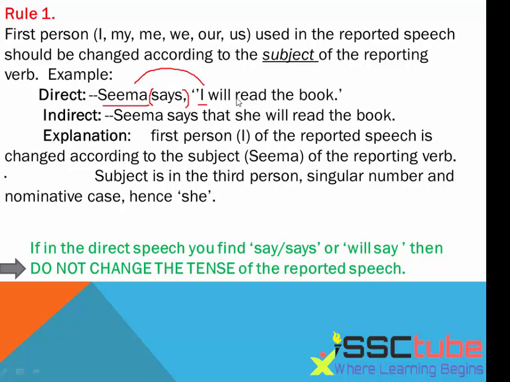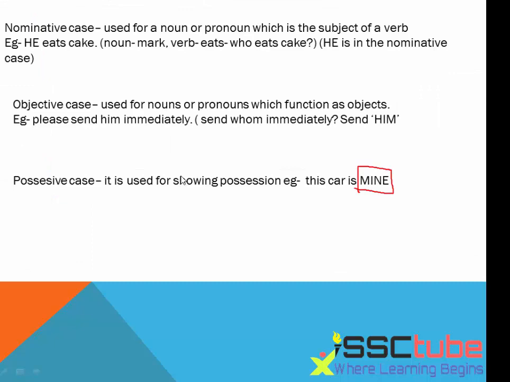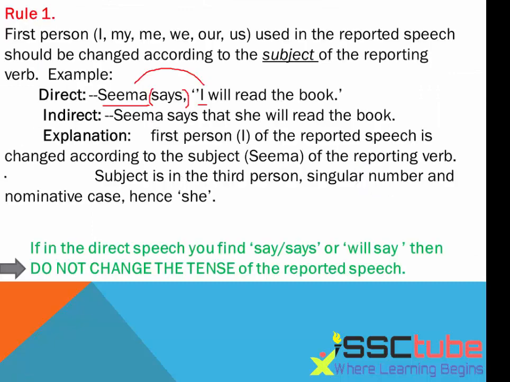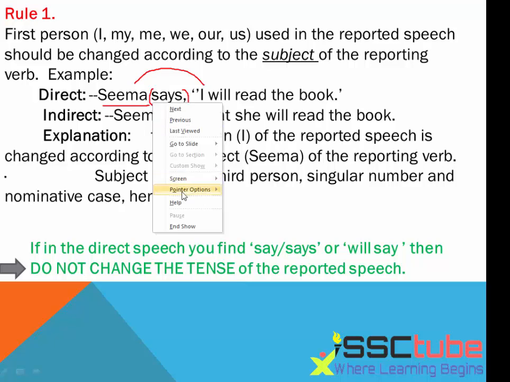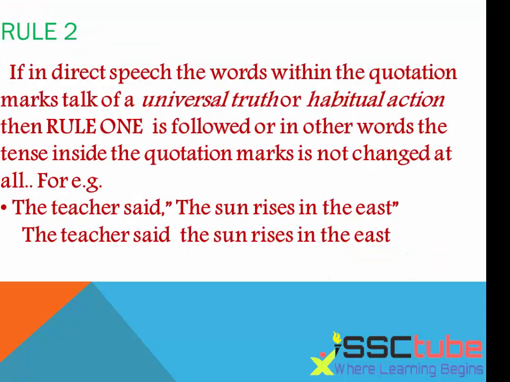Now how is will the same, how is it not changed? In the previous video we saw will changed to would. Now how does it remain the same? If in the direct speech you find say, says, or will say, then do not change the tense of the reported speech. Can you see says here? This is says. If you see says in the direct speech, please do not change the tense of the reported speech. I hope you understood. Let's move on to the next rule.